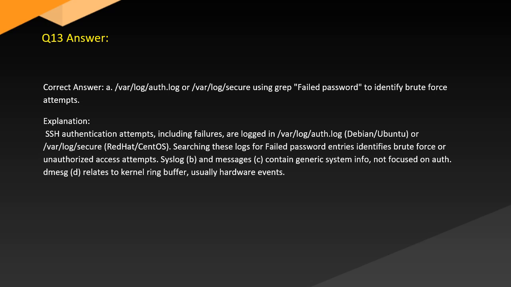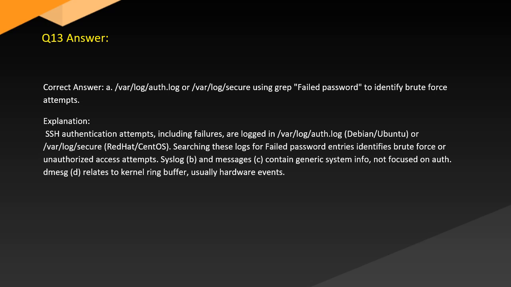Answer. Correct answer: A. /var/log/auth.log or /var/log/secure using grep "Failed password" to identify brute force attempts. Explanation. SSH authentication attempts, including failures, are logged in /var/log/auth.log on Debian/Ubuntu or /var/log/secure on Red Hat/CentOS. Searching these logs for failed password entries identifies brute force or unauthorized access attempts.